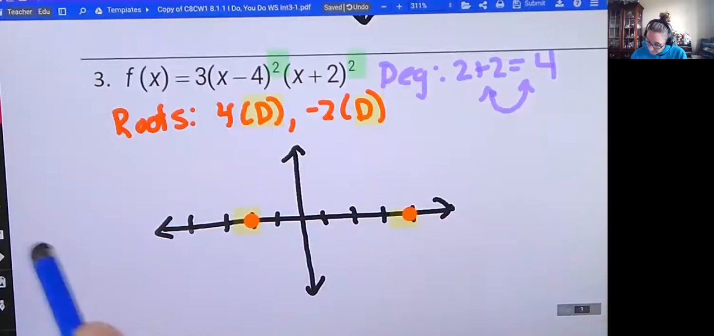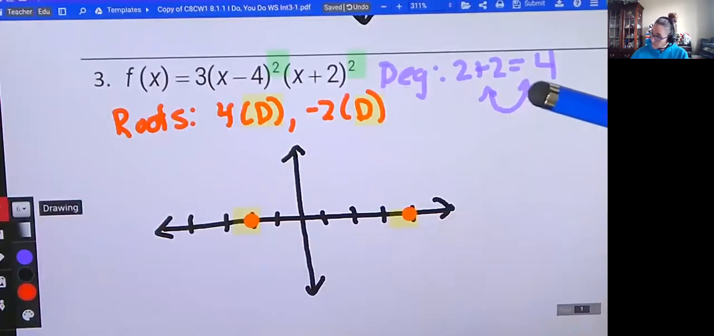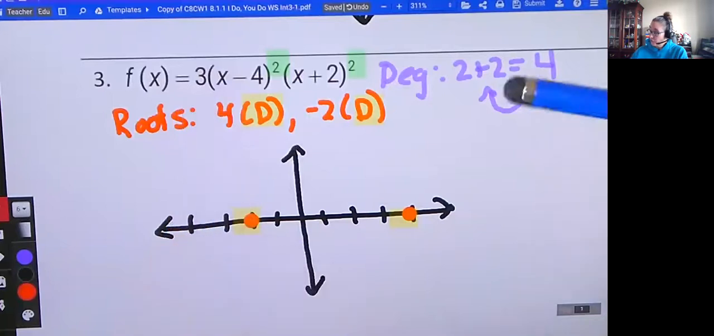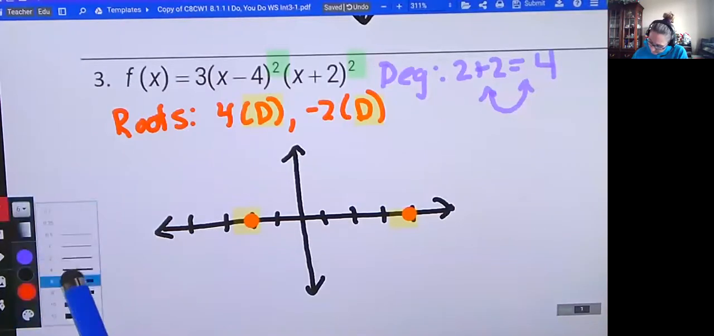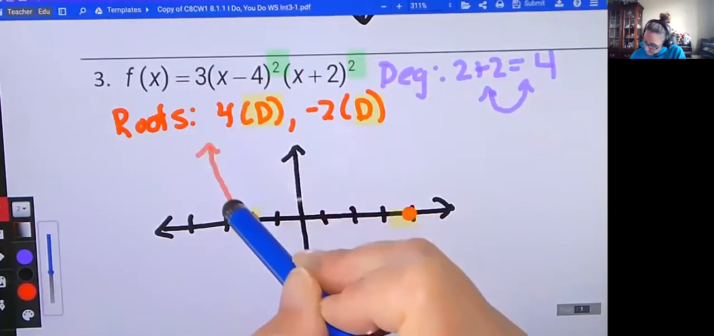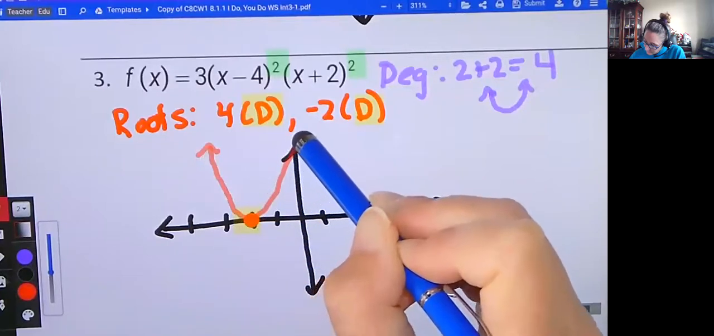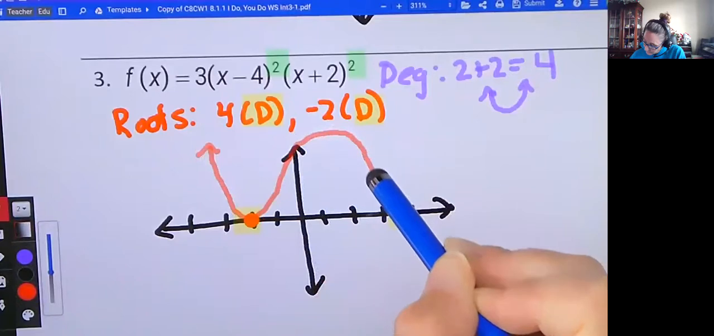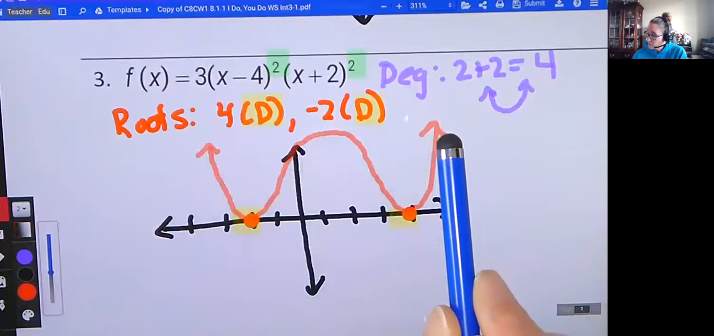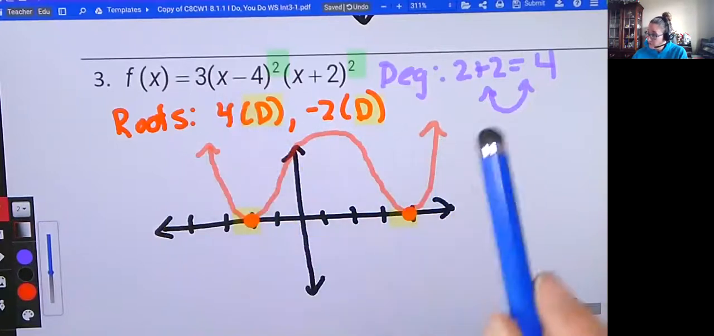Okay. Now, like I said, since it's an even degree and it's a positive, how do I know? It's a positive 3. There's no negative out here. Then it should start above the x-axis and end above the x-axis. So let me just make this a little less fat and get it a little lighter. So it's going to come here. And again, this is a double, so it's going to bounce back. Okay. And then it's going to come here. And again, this is a double. It's going to bounce back. And you notice that it's starting and stopping the same direction, which all evens do. And because it's positive, it's going to be like a parabola above.